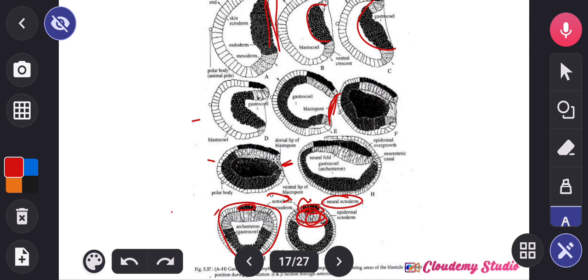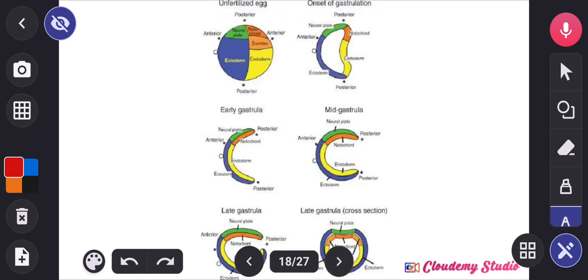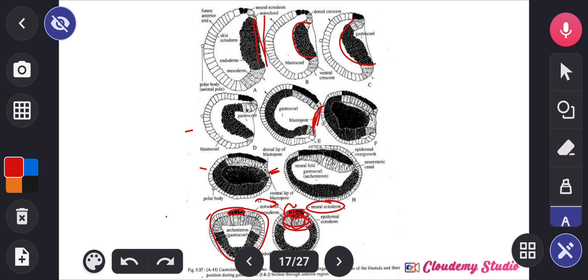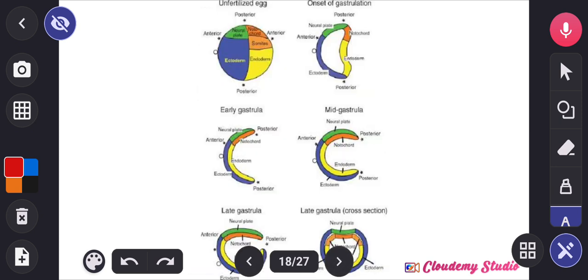So this is where we'll be stopping today, and I hope you understand the gastrulation in Amphioxus now. In the next video, we'll be talking about the gastrulation in amphibians, which I have the slide ready for, and that is what we'll be talking about in the next video.